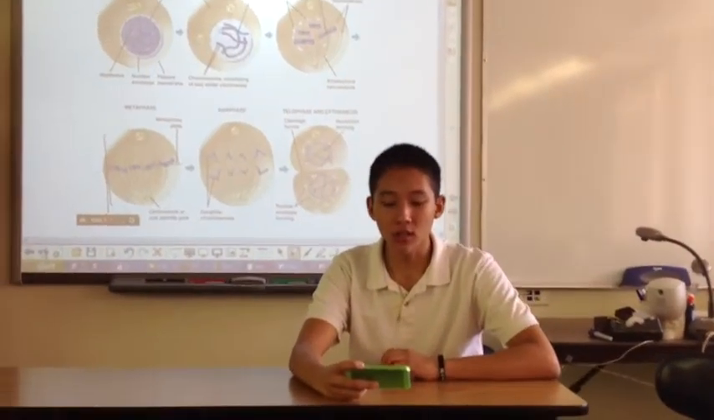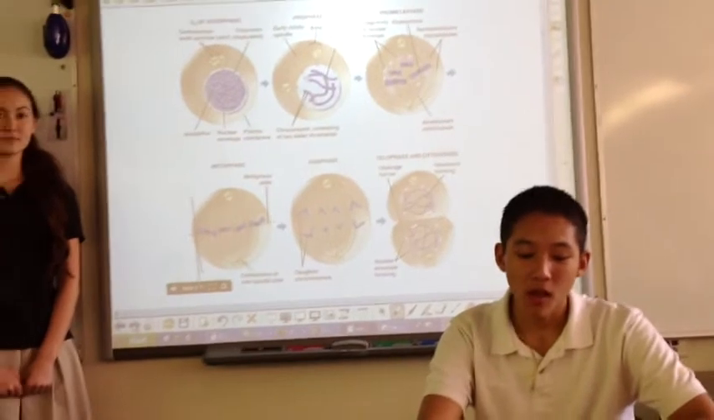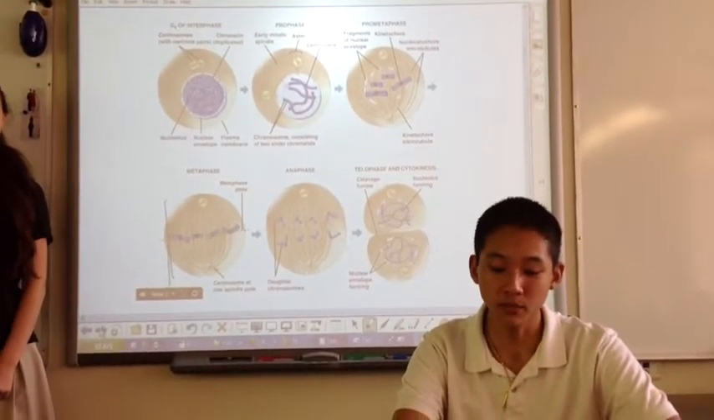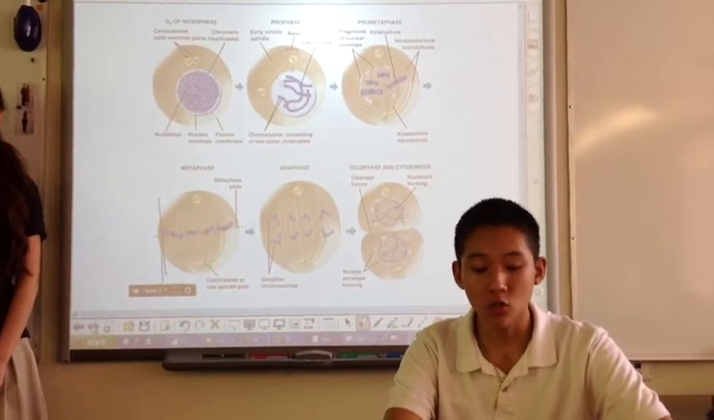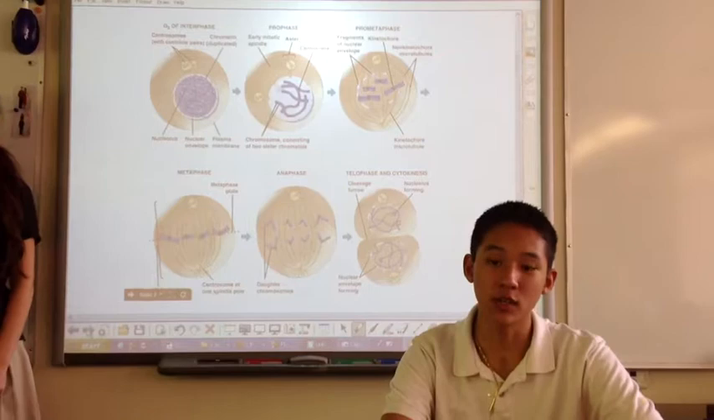Mitosis is a diploid cell dividing into two identical daughter cells by IPMAT. IPMAT stands for the different steps that occur in mitosis. First, interphase has three parts to it: the G1 phase, S phase, and G2 phase.